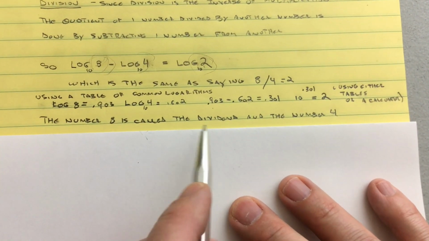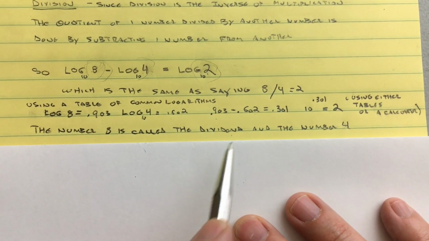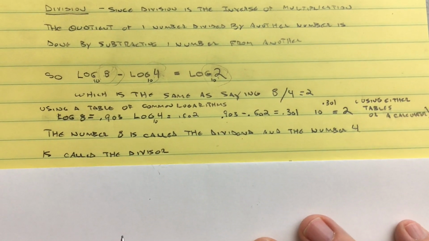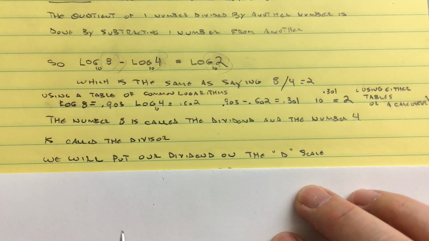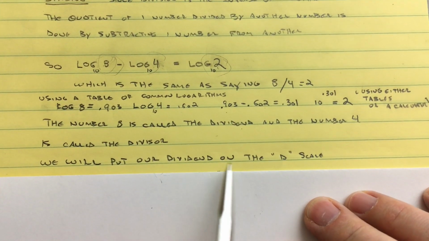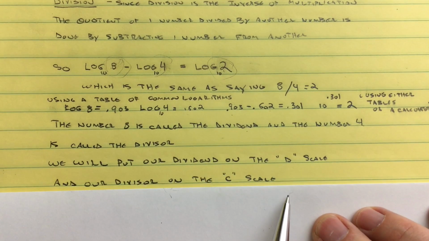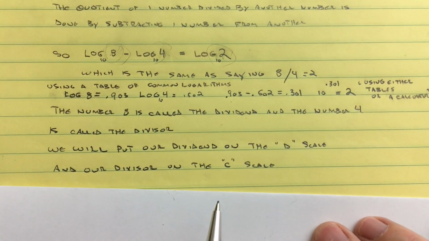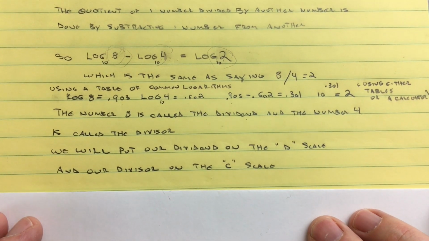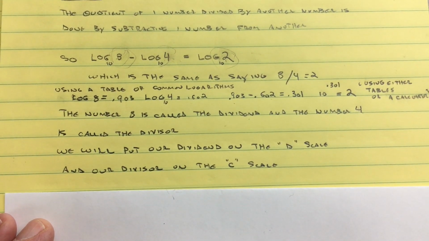Number 8 is called the dividend, by the way, and the number 4 is called the divisor. The result is called the quotient. If we put our dividend on the D scale and our divisor on the C scale, we will develop what our quotient is if we look at it again.